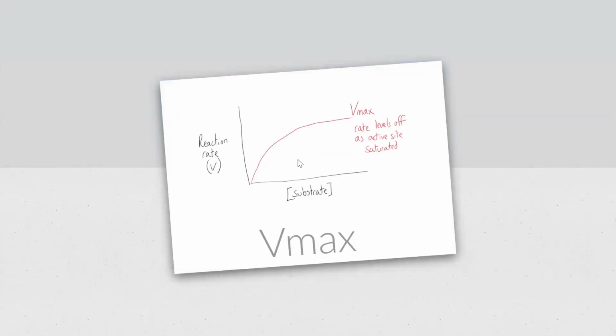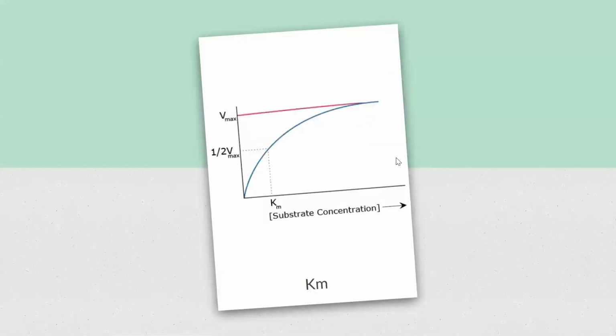First, I'd like to talk about the Vmax, which represents the maximum velocity of the reaction when all active sites are saturated. And that can be seen here as rate levels off as the active site becomes saturated. We then have the Km, which measures the substrate affinity. Lower values mean higher affinity, and higher values mean lower affinity. We can also find it by taking 1/2 Vmax and looking at the substrate concentration.